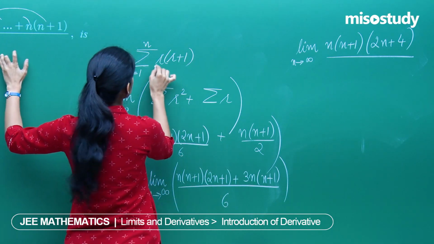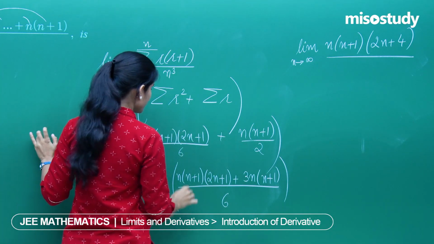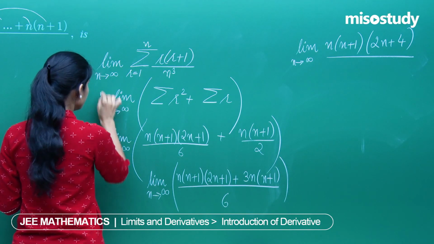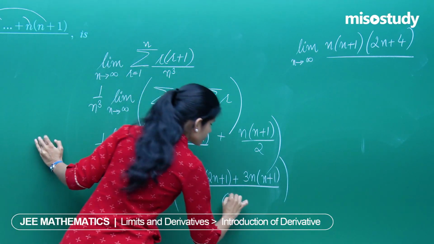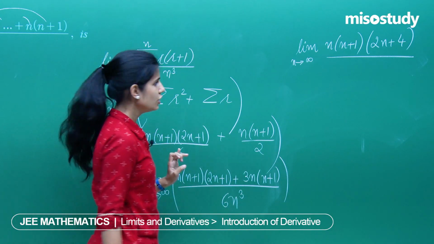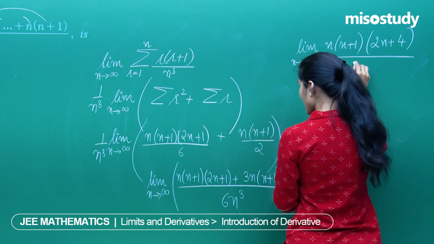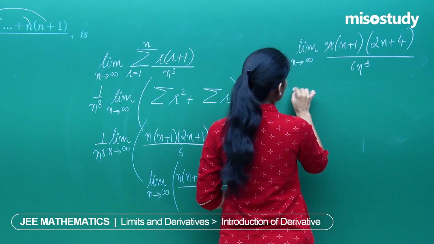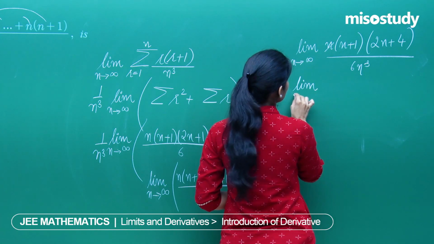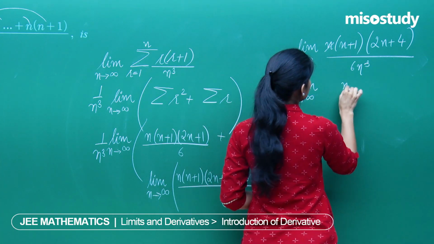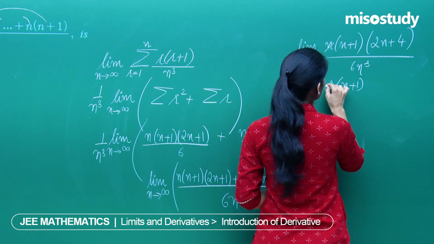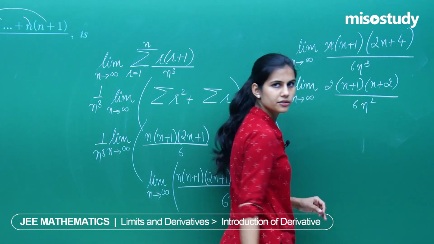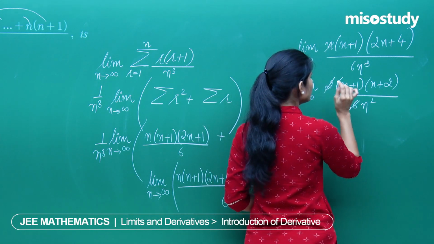And over here you have n cube also in the denominator. So this becomes whole upon n cube, here also you have n cube. So numerator becomes this, denominator you have 6n cube. So n gets cancelled out, you have limit n tends to infinity, n plus 1, 2 comes out common, you have n plus 2, 6n square. This 2 gets cancelled out, this is 3.